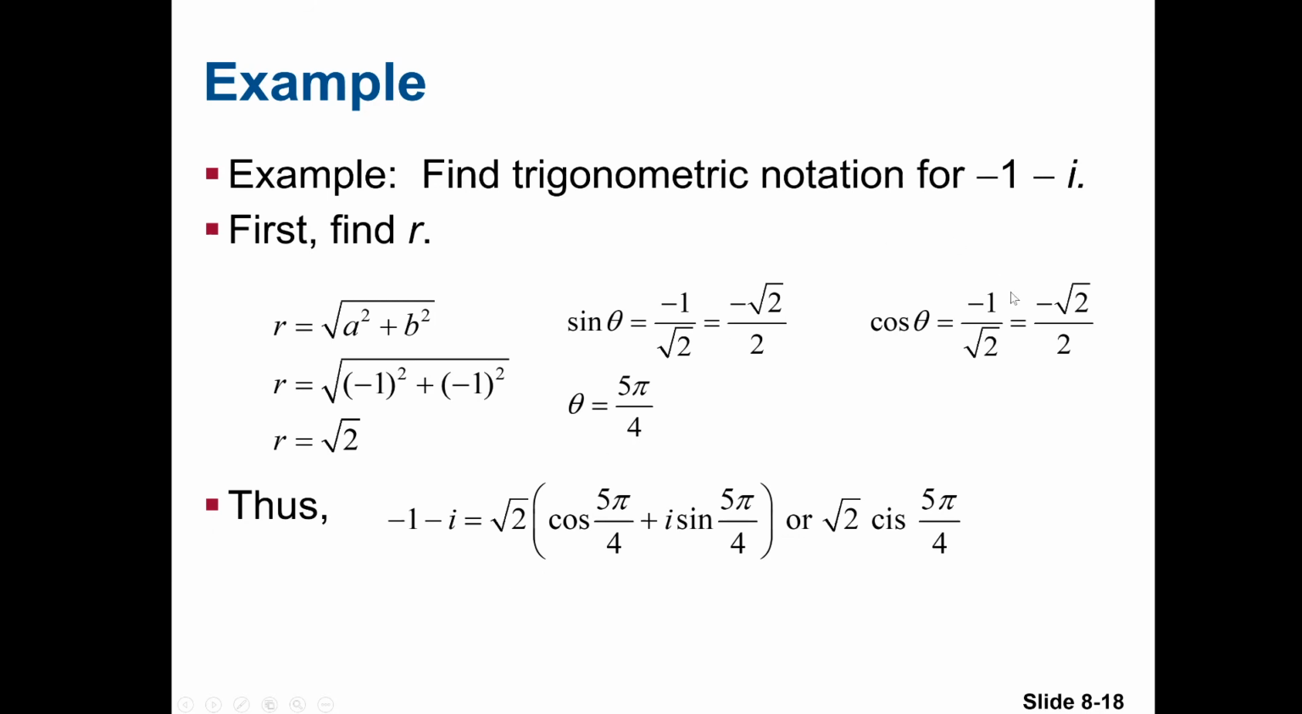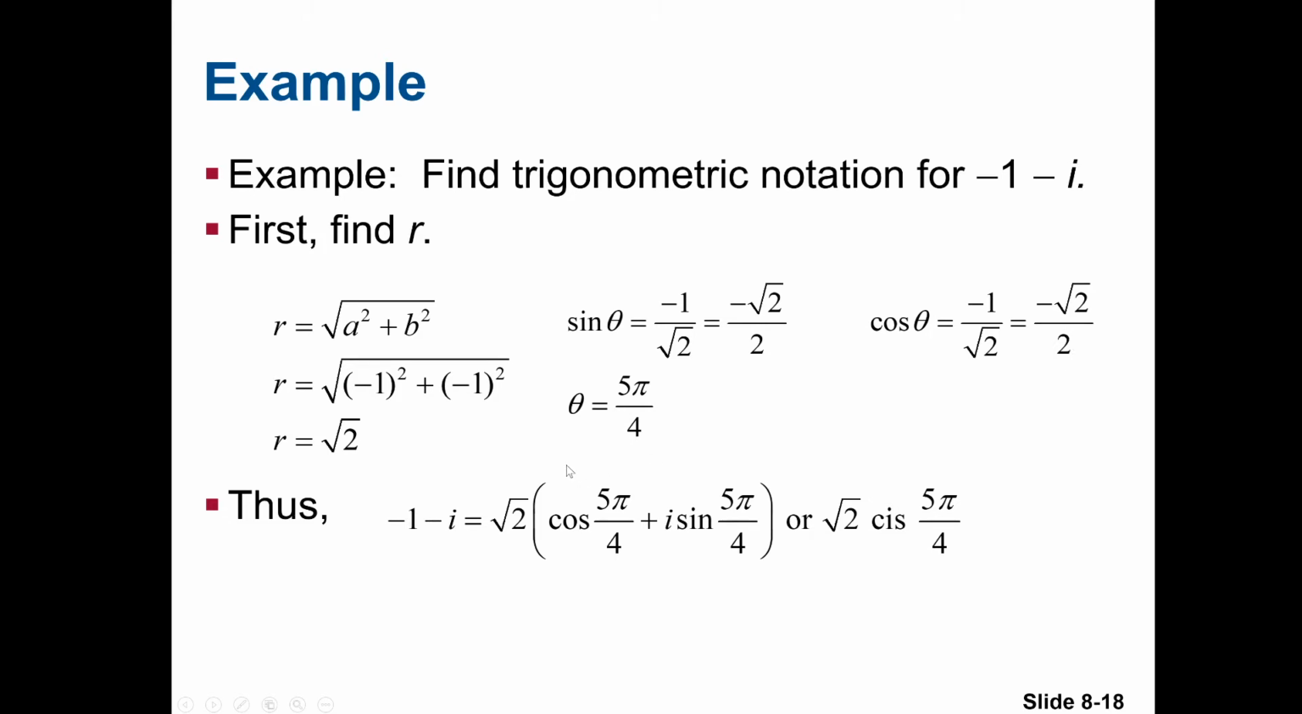For example, find the trigonometric notation for negative 1 minus i. First, find the radius using the Pythagorean theorem, so we end up with root 2. Then sine theta is opposite over hypotenuse, so we have negative 1 over root 2. Rationalize it, and we get negative root 2 over 2. Cosine of theta is adjacent over hypotenuse, negative 1 over root 2, so it's negative root 2 over 2.